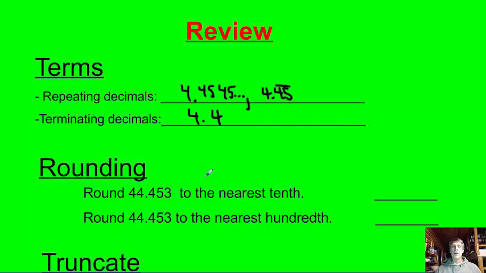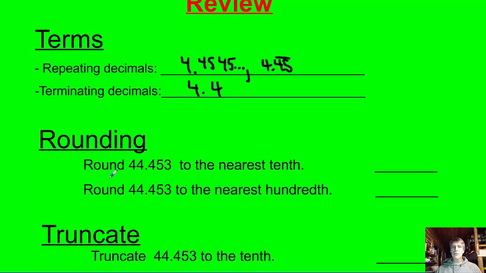Alright, there's a couple types of rounding too that we want to look at. The first type of rounding is just what you've learned in previous grades, rounding to the nearest tenth. So what we want to do is look at the number in the tenths, and then look at the number just to the right to see if it is 5 or greater. And in this case it is. So that is going to bump the 4 up to a 5. So if I round this to the tenths, I'll have 44.5 because that 5 is going to bump the 4 up.